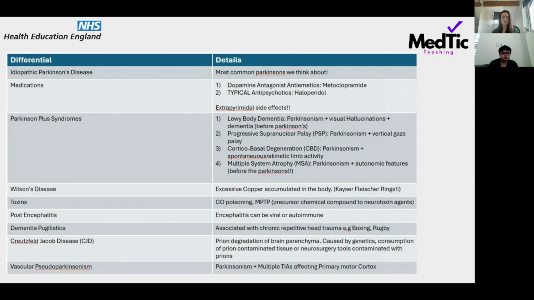You have a group of specific syndromes called Parkinson plus syndromes, and that's basically trying to describe Parkinsonism plus very extraordinary clinical signs as well. The most common that we think about is Lewy body dementia, where they can get hallucinations and dementia, of course. However, you can get other conditions such as PSP, CBD, and MSA. Wilson's disease, where you get excessive copper buildup, certain toxins like carbon monoxide poisoning, patients recovering from encephalitis, and a few of the other conditions that I've listed in the bottom here, which are a lot rarer, but they can pop up from time to time.